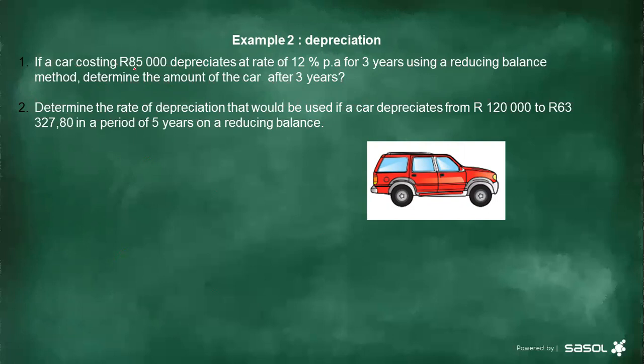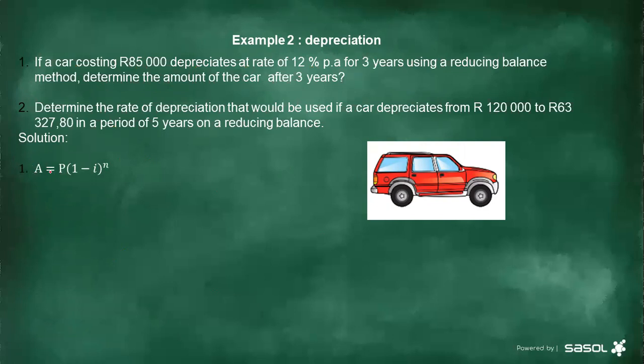If a car costs 85,000 and depreciates at the rate of 12% per annum for 3 years, use the reducing balance method. Determine how much the car will cost after 3 years. Now we are using the reducing balance method. Let's see how we calculate.